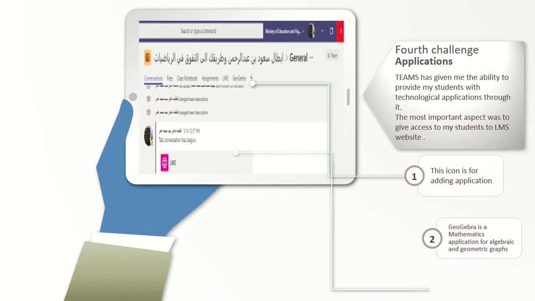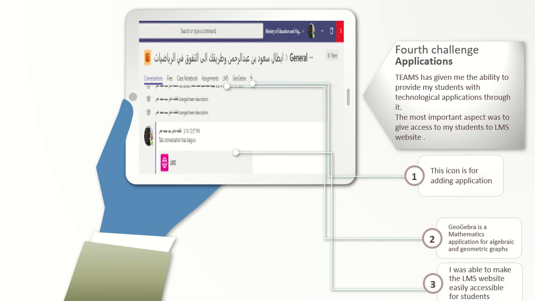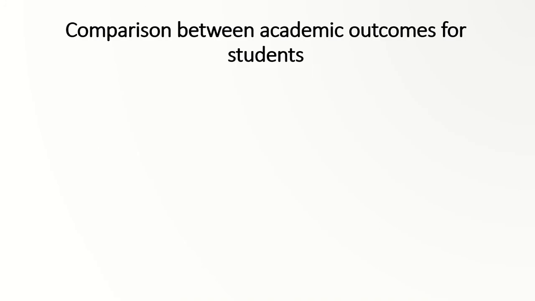Fourth challenge was application. First icon here was adding application. The second icon is the GeoGebra. GeoGebra is a mathematics application for algebraic and geometric graphs. The third tab here is the LMS. I was able to make the LMS website easily accessible for my students. Through that, Teams has given me the ability to provide my students with technological applications through it.